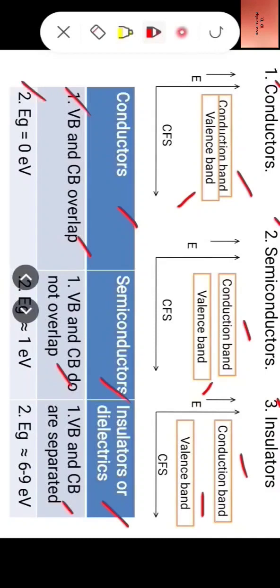Second point, energy gap between valence band and conduction band is 0 in case of conductors, and energy gap between valence band and conduction band is approximately equal to 1 electron volt in case of semiconductors, and energy gap between valence band and conduction band in case of insulators or dielectrics is very large and is of the order of 6 to 9 electron volts. Okay, so this way we compare the properties of conductors, semiconductors and insulators.